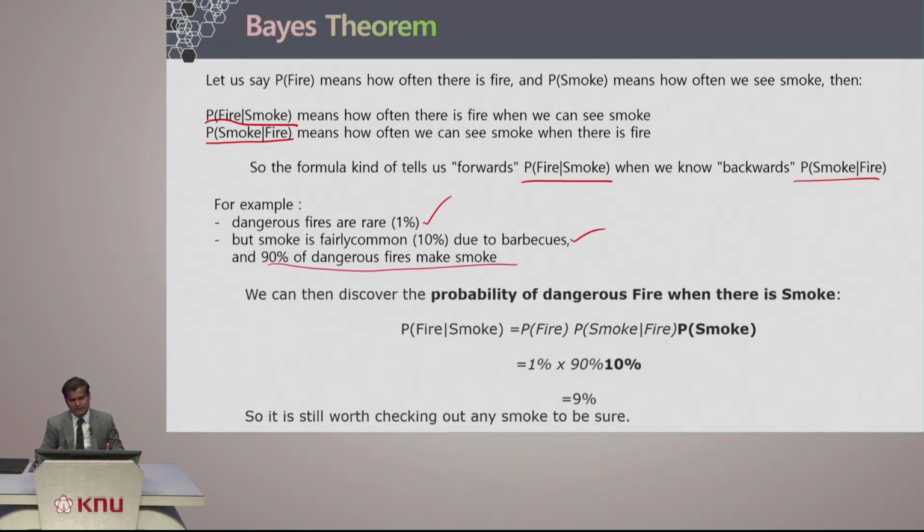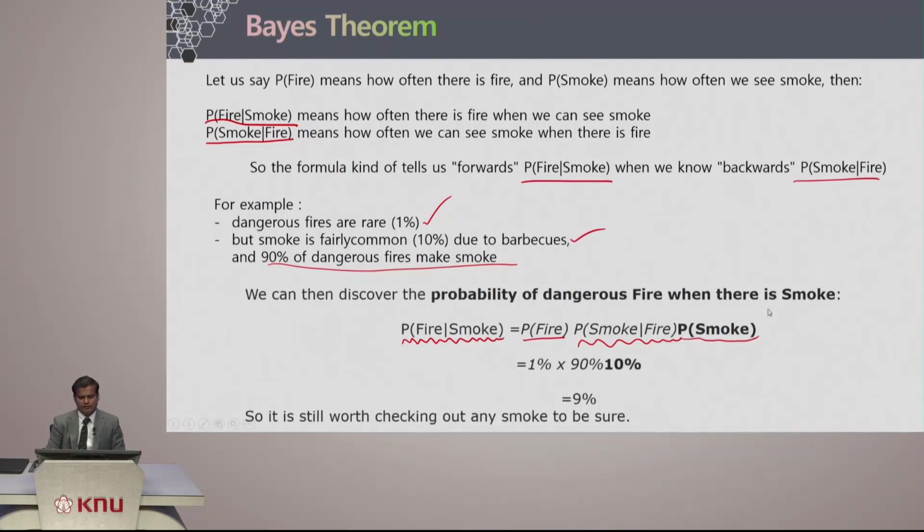With these factors, let us see what probability we have for fire. The probability of dangerous fire when there is smoke is what is asked. So probability of fire given smoke equals probability of fire times probability of smoke given fire, divided by the probability of smoke.